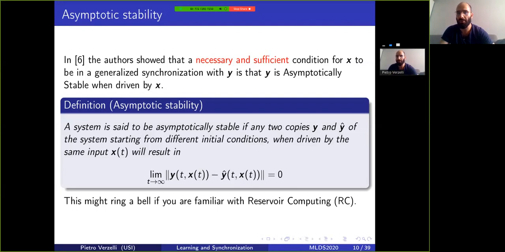So if you have two systems, you take two copies of one system and let it be driven by the other. And if the two copies converge, it means that generalized synchronization holds. And if you are familiar with reservoir computing, this might ring a bell because this resembles the echo state property, right? And that's what we're going to discuss later. But okay, so now let's move to the problem.